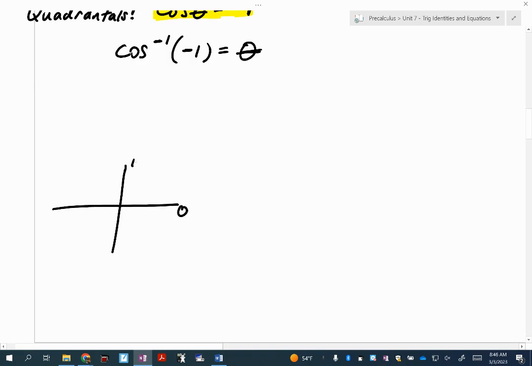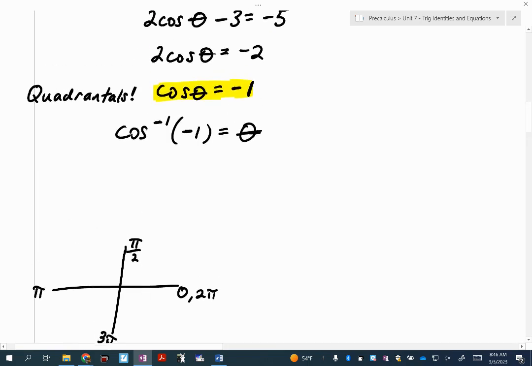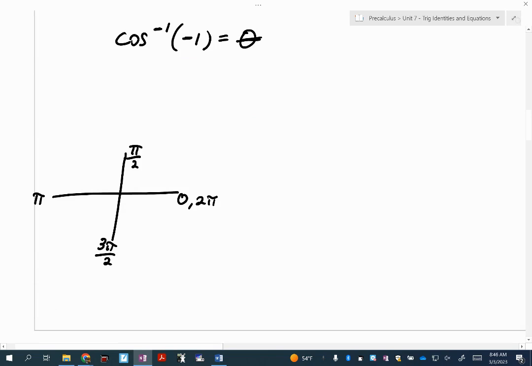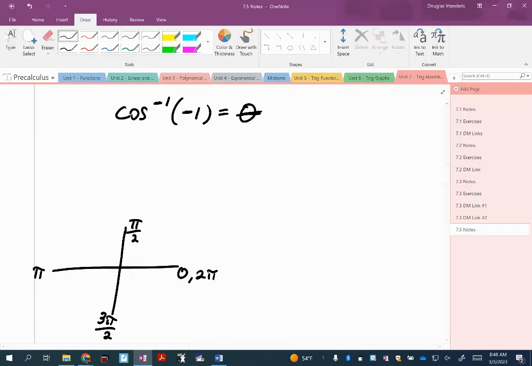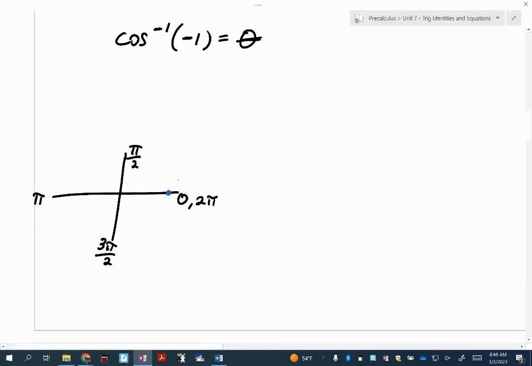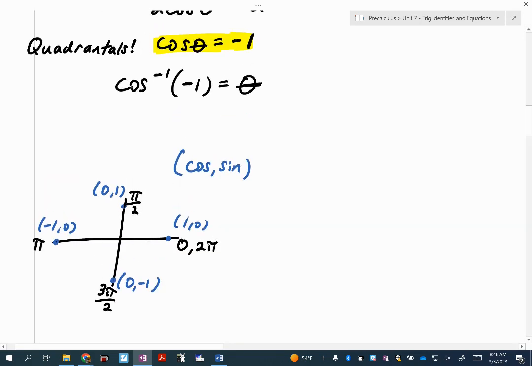So we have 0, this is pi over 2, pi, 3 pi over 2, and all the way around is 2 pi. And we're looking for the ordered pairs. So these ordered pairs are (1, 0), (0, 1), (-1, 0), and (0, -1). Okay? Don't forget this is going to be cosine. This is going to be sine. So we're looking where is cosine -1.